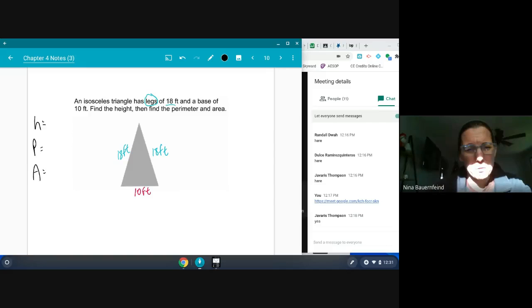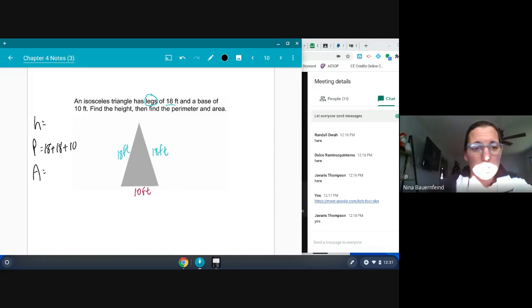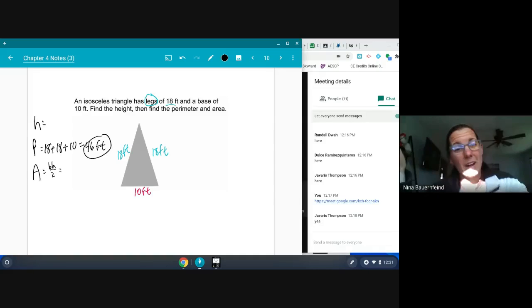I would start with perimeter. 18 plus 18 plus 10. 36 plus 10 is 46. And then we have to do for area base times height divided by 2. But the problem is we don't have the height. That's what we need to find. So we're going to do the same thing. Drop a line.